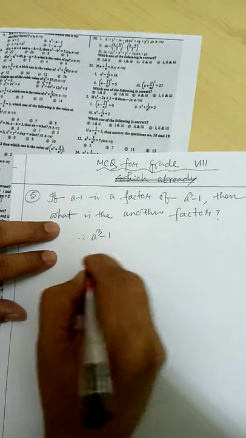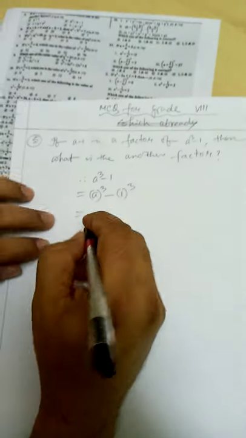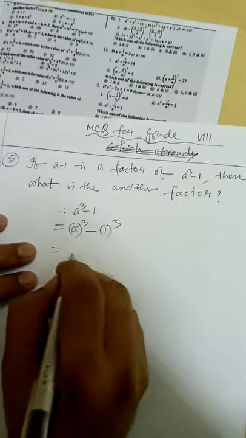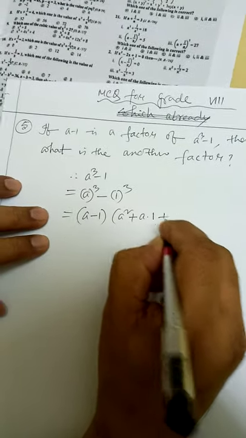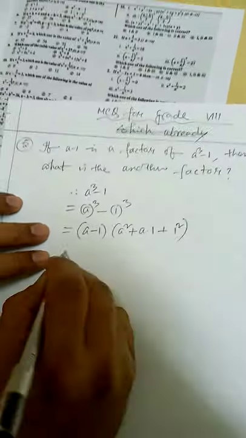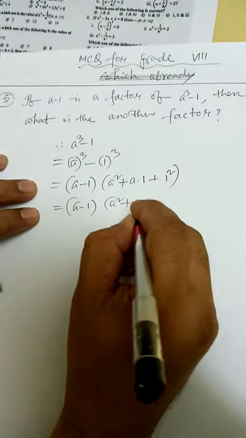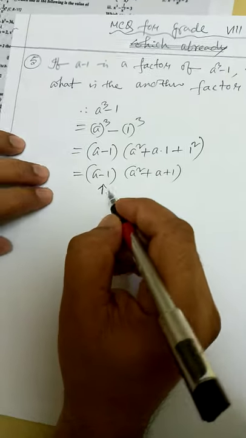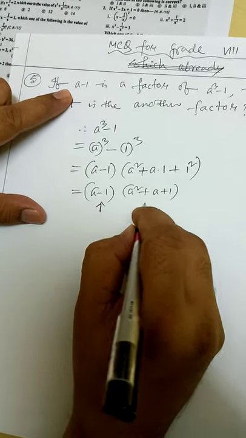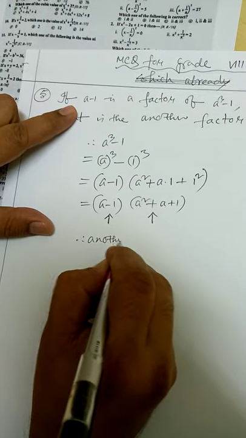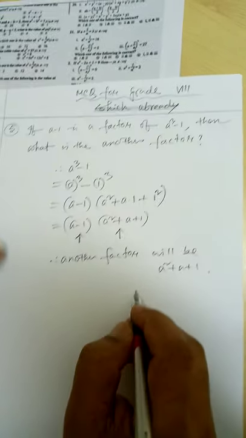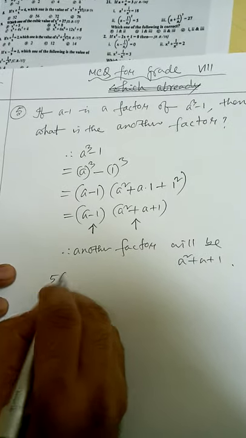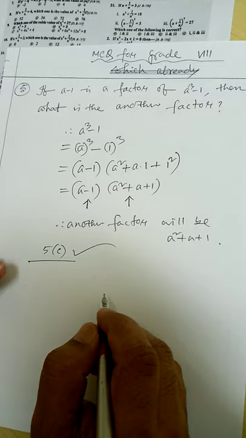So a³ − 1 can be arranged as a³ − 1³. If you write according to the formula a³ − b³, then what to do? (a − b)(a² + ab + b²). Our b is here 1, so (a − 1)(a² + a + 1). The given factor is a − 1, so obviously the other factor will be a² + a + 1. In your answer given, 5c is the correct answer.